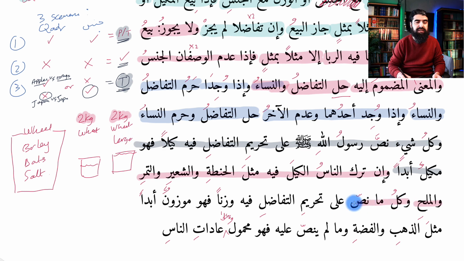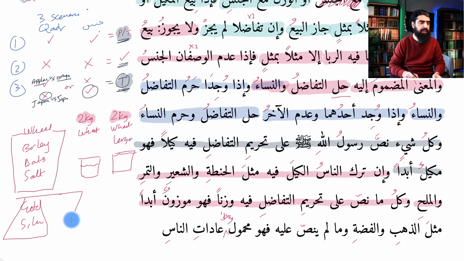وَكُلُّ مَا نَصَّ, and everything the Prophet ﷺ explicitly mentioned, تَحْرِيمُ التَّفَاضُلِ, the prohibition of excess in it, waznan, with regards to weight, فَهُوَ مَوْزُونٌ, this thing will be counted as weighed, abadan, forever. So the same thing, but with weighed items. For example, gold and silver are considered to be things that are weighed. Yeah, they're weighed.